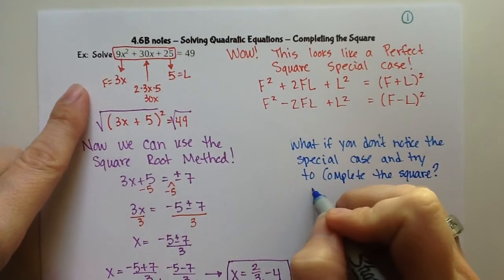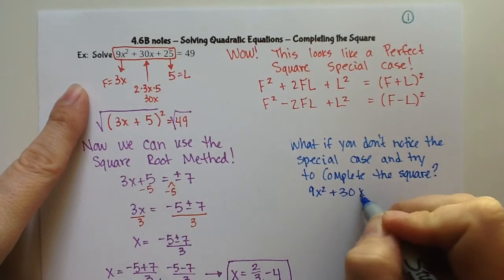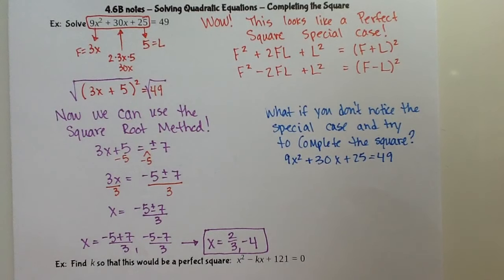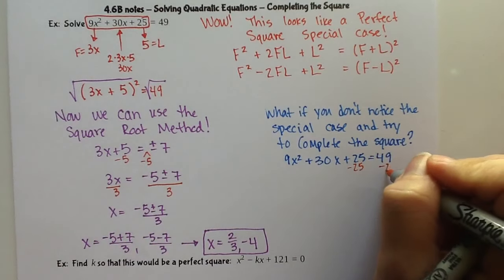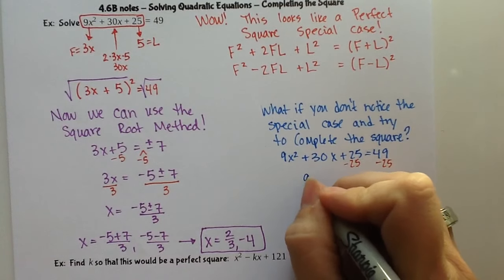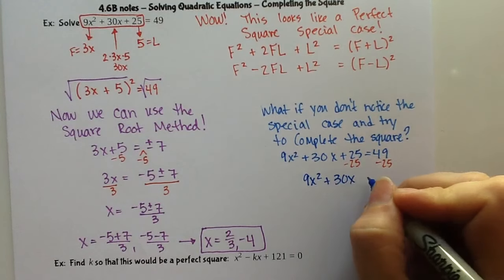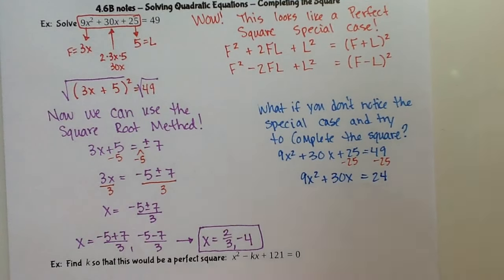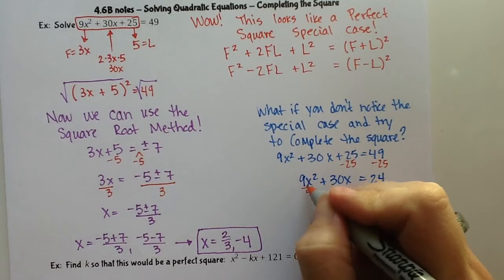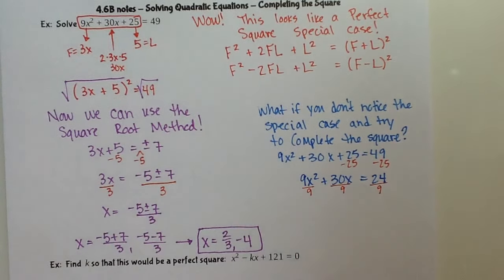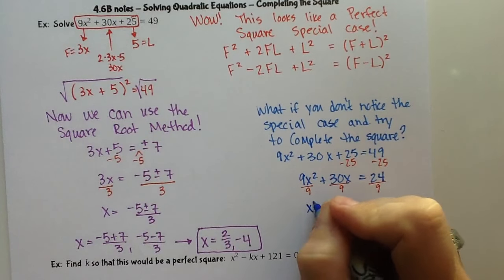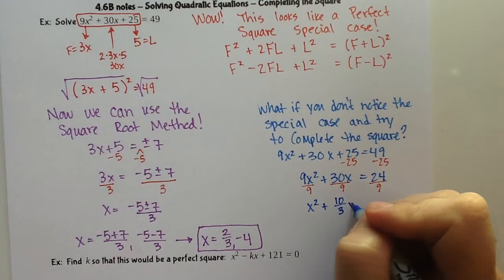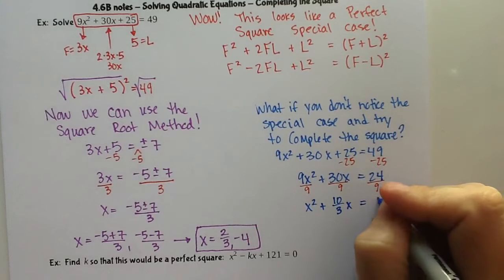So our first thing to do is that I would have to get the variable terms on one side and the numbers on the other, so I'd subtract the 25 over. So I have 9x squared plus 30x equals 24. Then the next thing I have to do is divide each term by the coefficient of the x squared, so divide each term by 9. So now I have x squared plus 30 over 9 simplifies to 10 thirds x, and 24 over 9 simplifies to 8 thirds.